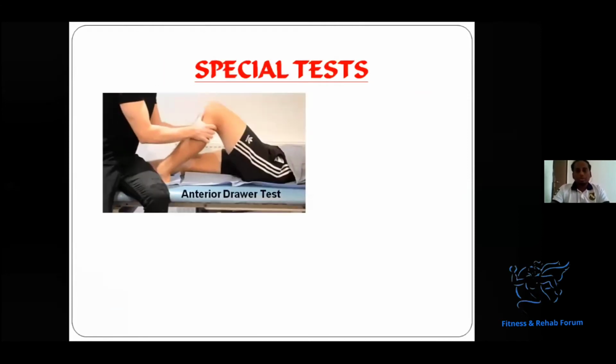Coming to the special tests, the anterior drawer test is done with the knee at 90 degrees. You have to get consent from the patient, sit on the foot, and push the leg. It is always better to compare with both legs. Whatever test we are doing, almost all of the two or three tests, we have to compare with the opposite leg also.